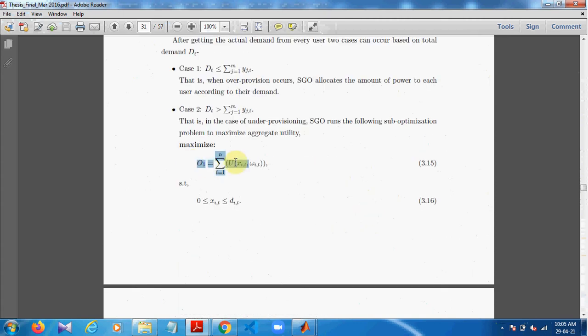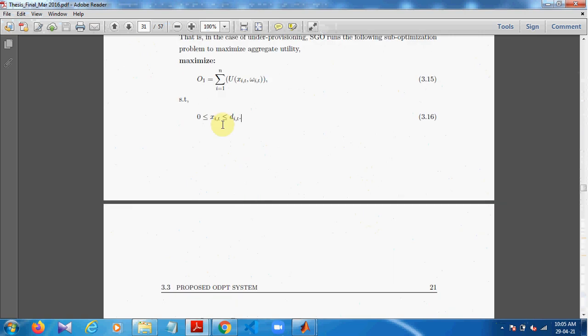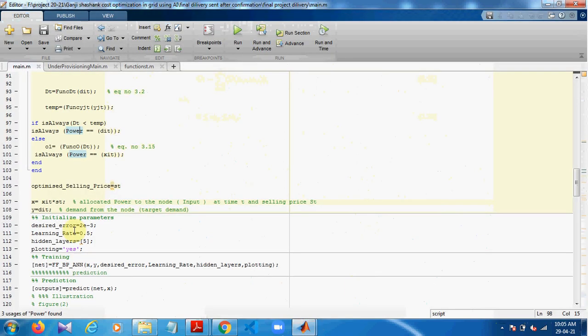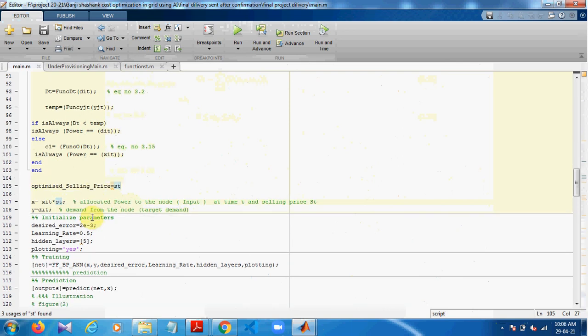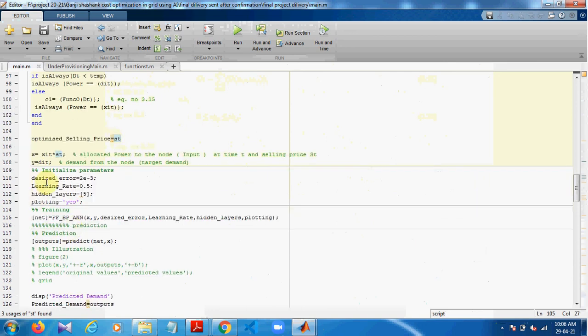This is equation number O1, which finds O1's value by the summation of U XIT WIT, where the other constants are given, and XIT should be greater than or equal to 0 and less than or equal to DT. Likewise, we are finding the solution. Once the solution is given, O1 will be retrieved. Based on that, it will retrieve the optimized selling price, which is printed in the console. This optimized selling price and XIT, that means the allocated power to the user, is given to the neural network.